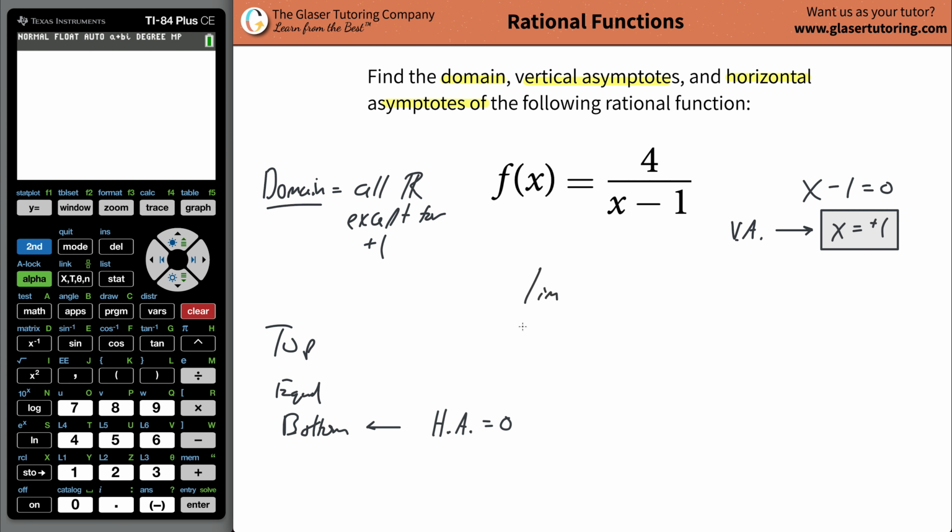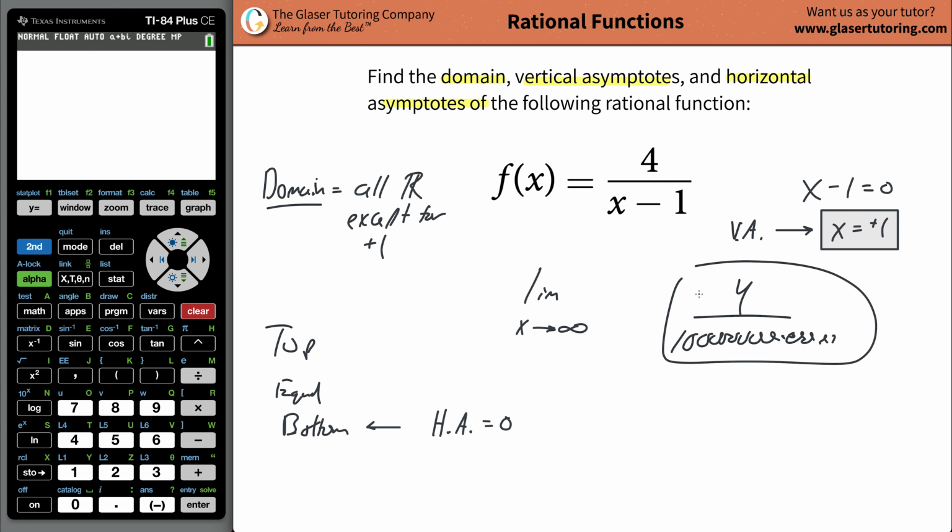What you want to think about is what happens at the limit. What happens at the limit when x goes to infinity? When x becomes infinitely large, this denominator becomes infinitely large, and therefore the whole thing is going to go to 0, right? If you take 4 and divide it by a very, very large number, this thing is going to be 0 or approaching 0.